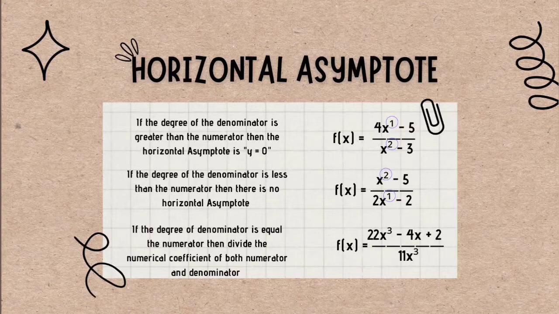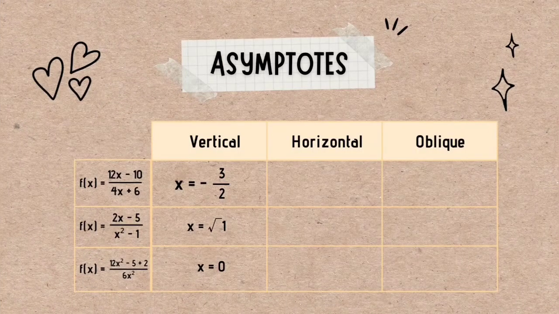So, next, if the degree of the denominator is equal to the numerator, then divide the numerical coefficient of both numerator and denominator. So, like for example, ang degree ng denominator at numerator ay magkaparehas na 3. So, ang gagawin mo ay i-divide mo lang ang numerical coefficient ng numerator at denominator. So, 22 divide 11 is equal to 2. So, let's try the first example.